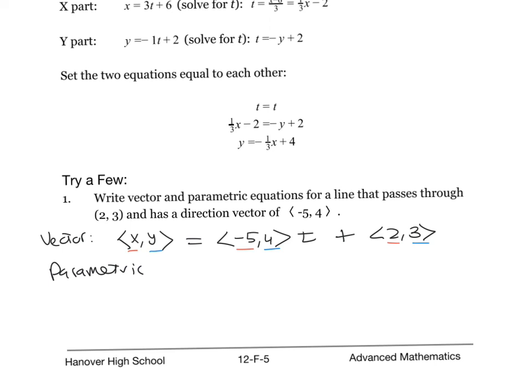So the x part, x equals -5t plus 2. The t actually works for both x and y. Okay, so now for the y part, we take all the blue pieces, 4t plus 3. And there you have the 2 different ways of representing this situation, both as a vector equation and as a pair of parametric equations. And if we did this in 3 dimensions, you'd have 3 equations here, one for x, one for y, one for z.